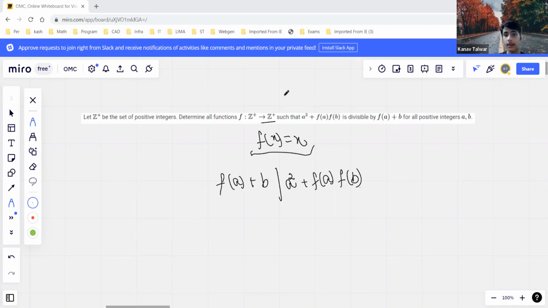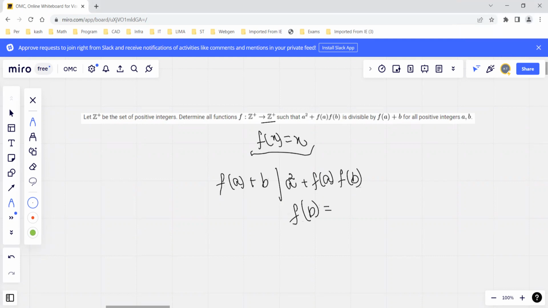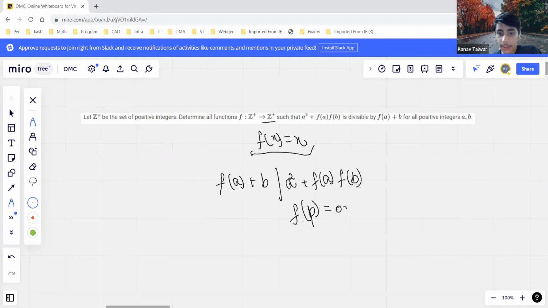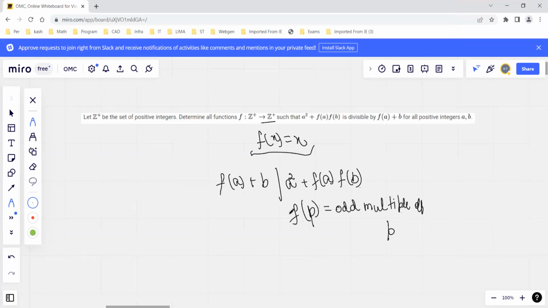Yes, sir. Any ideas? I got f of p is an odd multiple of p. So you got that f of p is prime, right? No, any odd multiple of p. Okay, how? Plug in a equal to b equal to p. Oh wait, I read the question wrong. I read it as a plus b divides that thing. Never mind. Any other ideas?